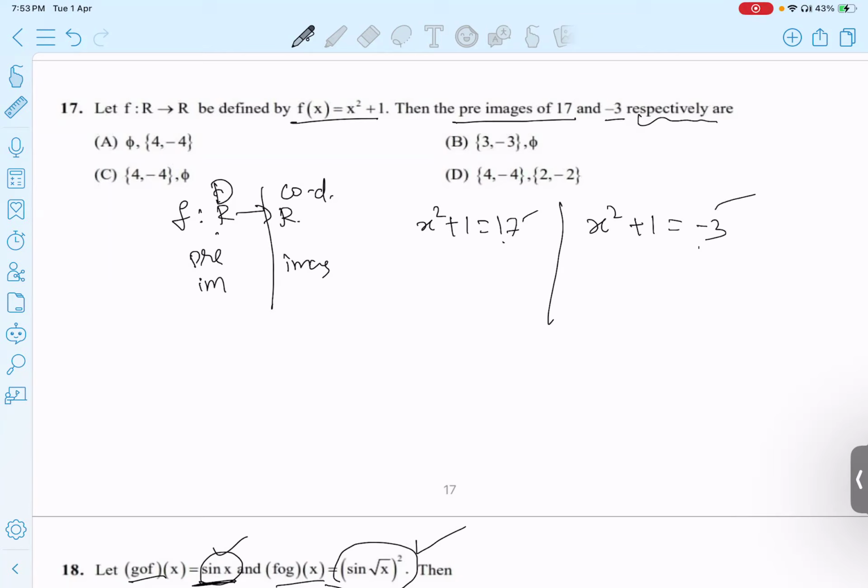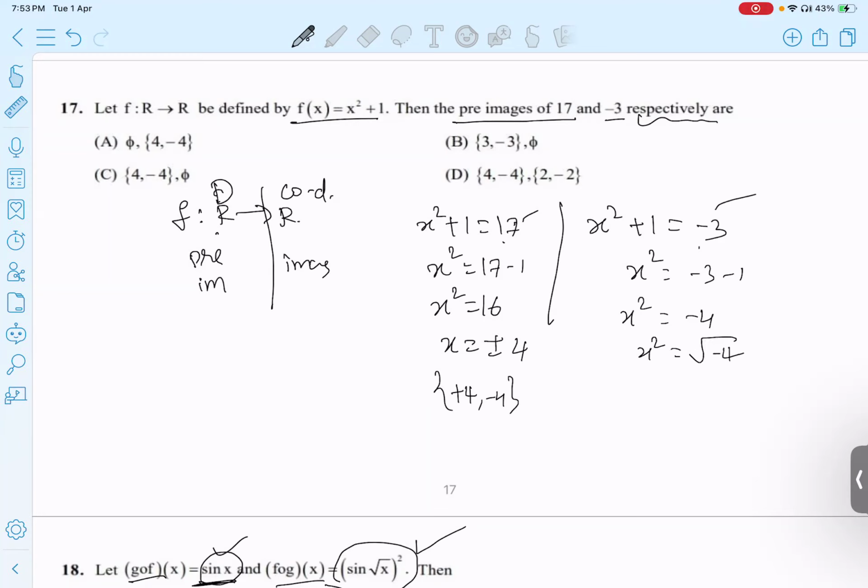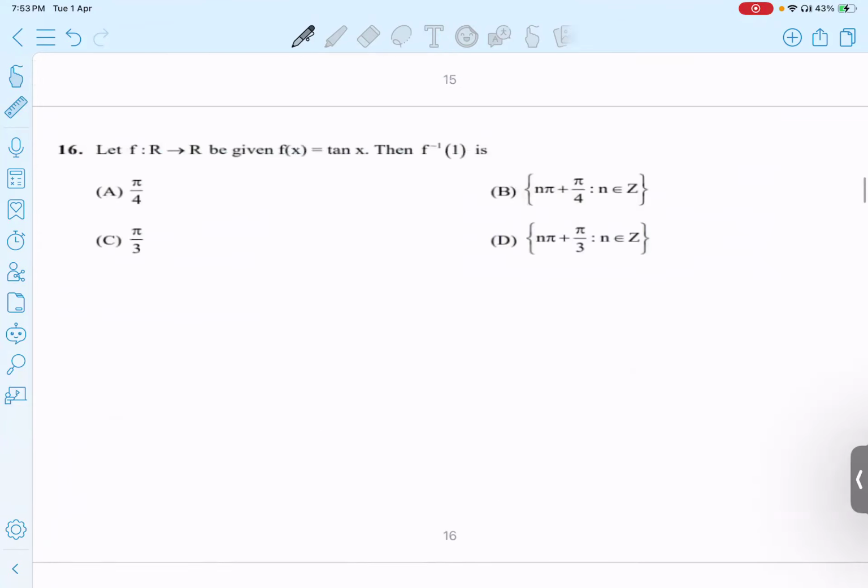We can't shuffle the pre-images of 17 and minus 3 in a reverse manner. If we do so, we get 17 minus 1, 16. x is equal to plus or minus 4. So x can take two values, plus 4 and minus 4. And x square is minus 3 minus 1, which is negative under the root, which is not possible. So x is empty. So 4 comma minus 4 and then empty is the required answer. So C is the right option. Hopefully understood. Moving to the next question.